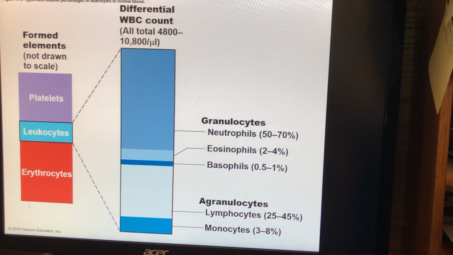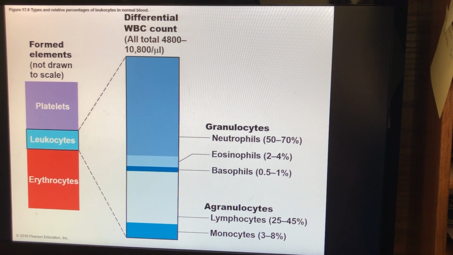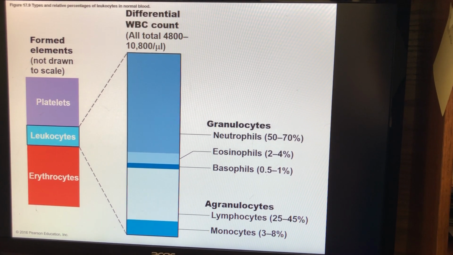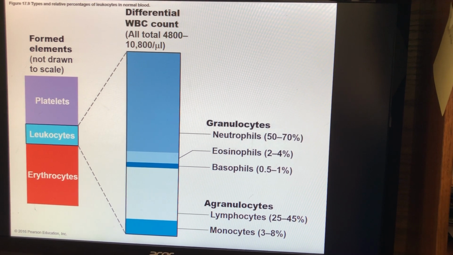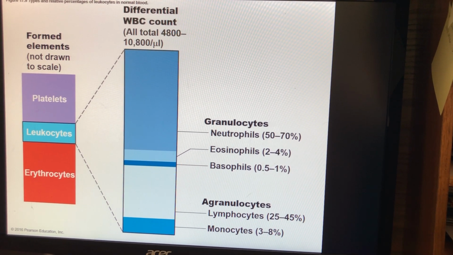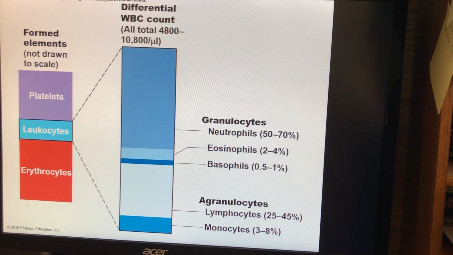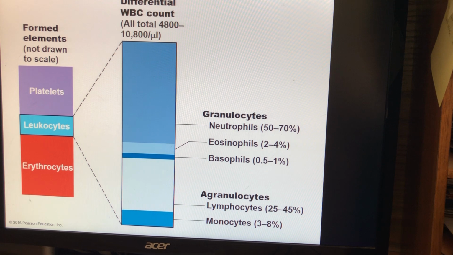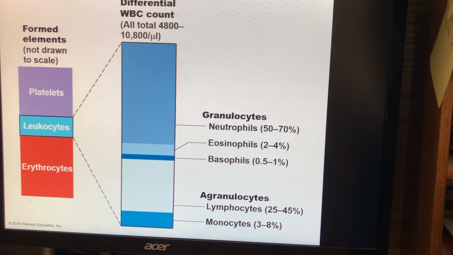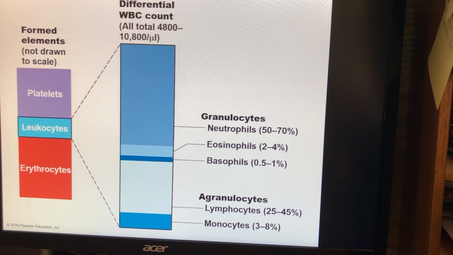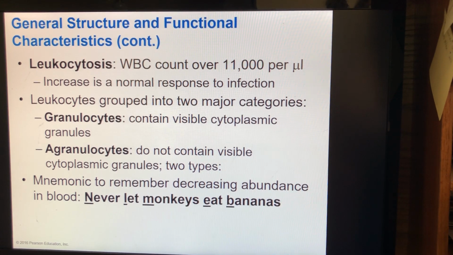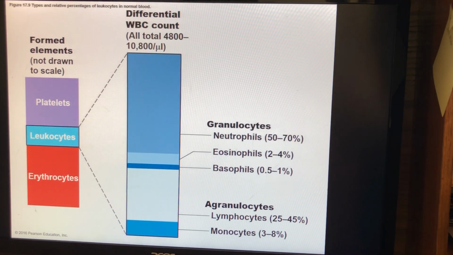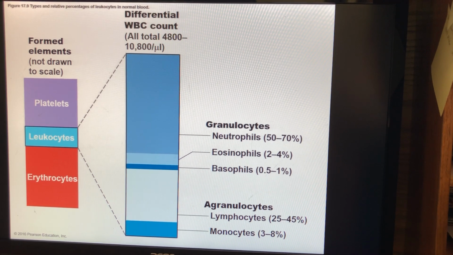If you look at this particular chart here, you can see to the right of each name is the percentage of how many would be in a normal sample. So neutrophils, as it said earlier, are the ones that are going to be the most that you'll find in any sample. And if you easily want to remember it, your lab book tells it from 2/3 to about 3/4. This one says 50 to 70% of any sample is neutrophils. If you go down to lymphocytes, the second most numerous one is going to be 25 to almost 50%. So if we go back to never let monkeys eat bananas, it's neutrophils, lymphocytes, monocytes. They are the most numerous, and you can see here that monocytes are about 3 to 8%.